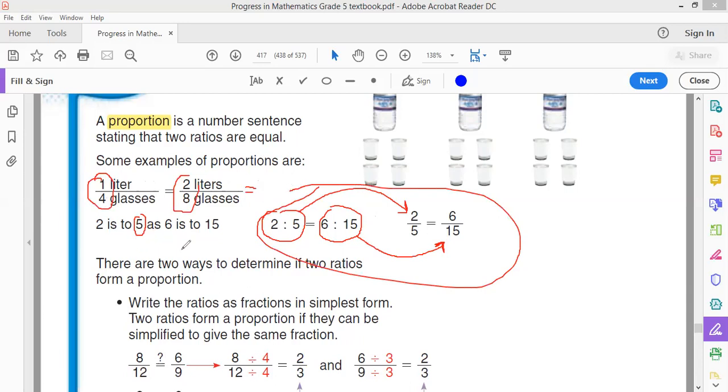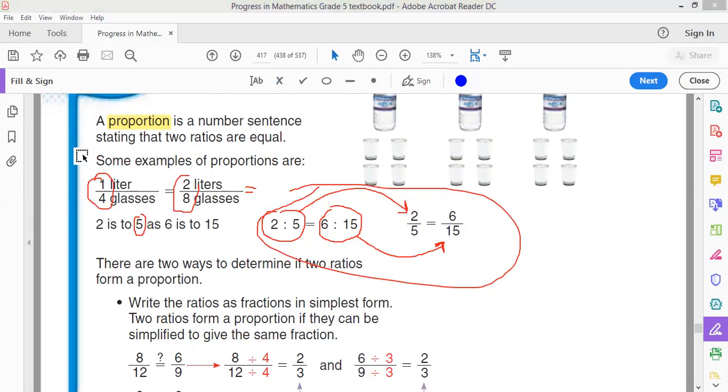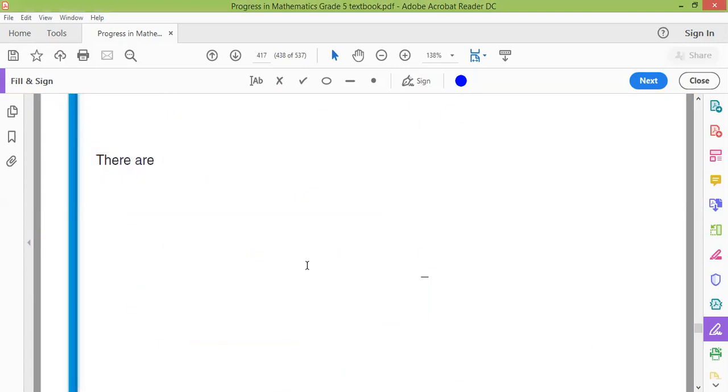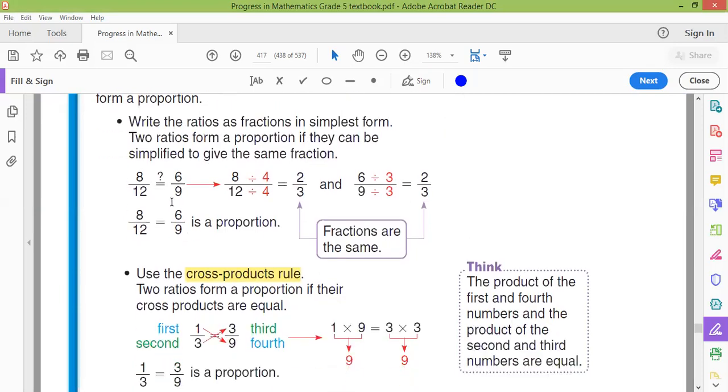Okay. Look at there. There are two ways to determine if two ratios form a proportion. What are those two ways? Write the ratios as fractions in simplest form. Two ratios form a proportion if they can be simplified to give the same fraction, like 8 over 12 equals 6 over 9.